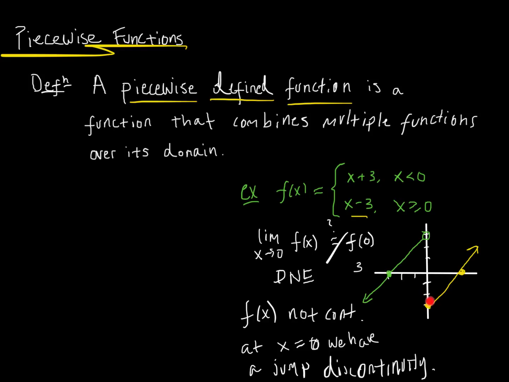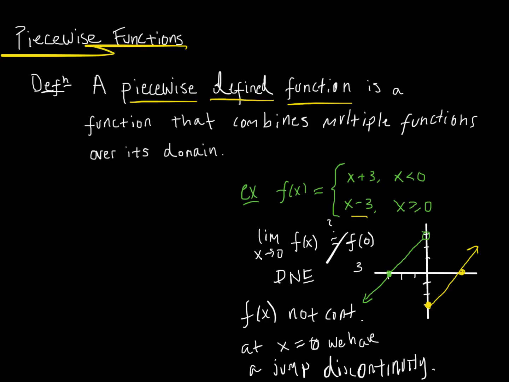In that case, to translate this 6 units, I would have to add 6 to it, and that would make it x plus 6. That would make it continuous. Or I could translate this part of my function down 6 units, so x plus 3 minus 6, which would bring it down to x minus 3. So that would make it continuous at x equals 0.